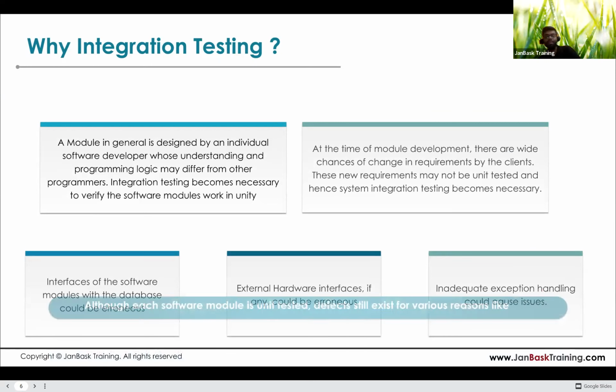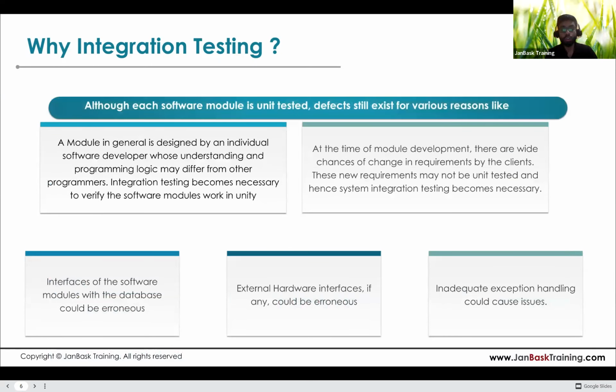So why is integration testing required? Although each software module is unit tested, defects still exist for various reasons. Defects might exist because we are testing each module separately, right? So why might it happen that defects could still exist when we are integrating those modules?